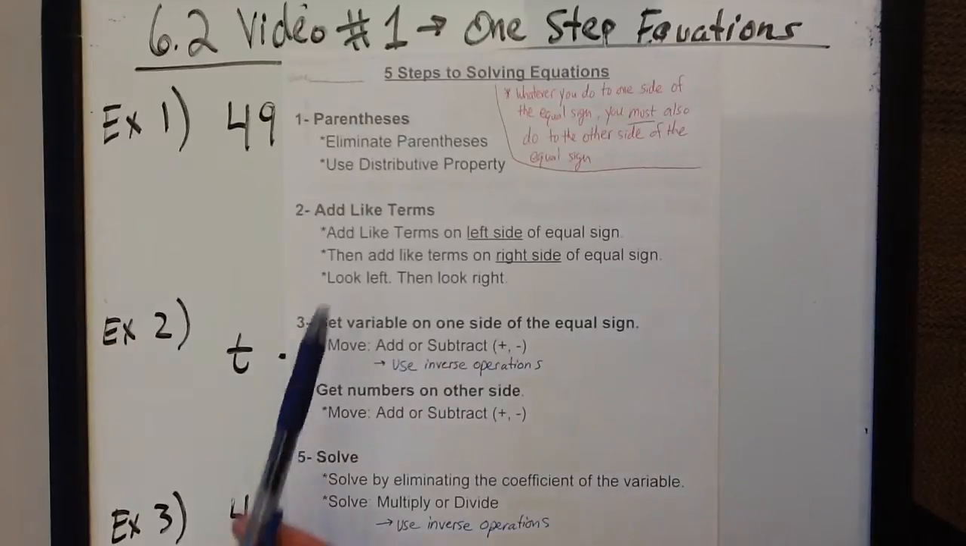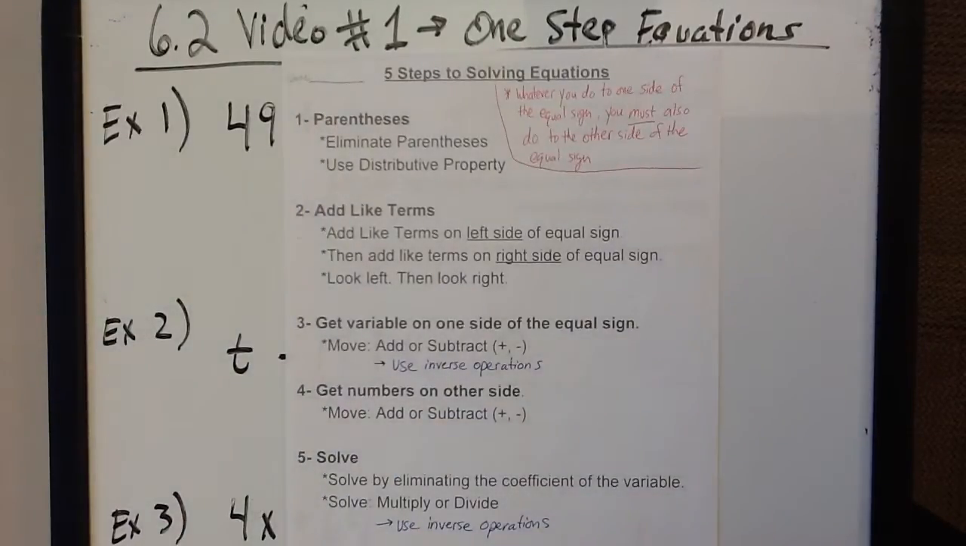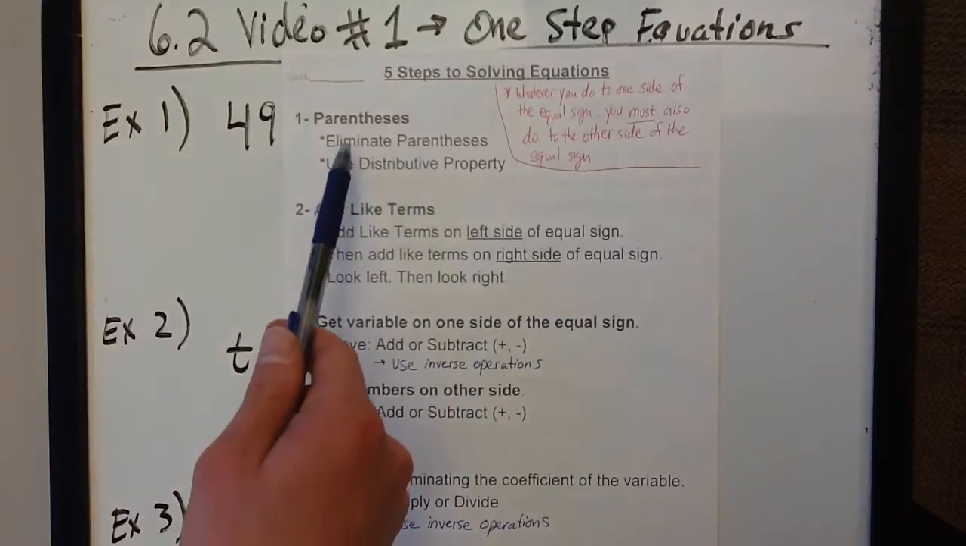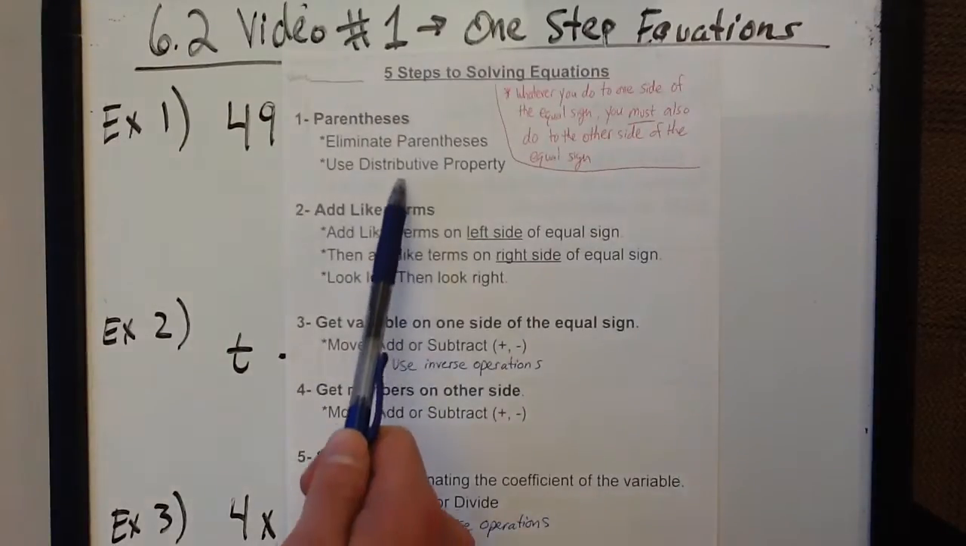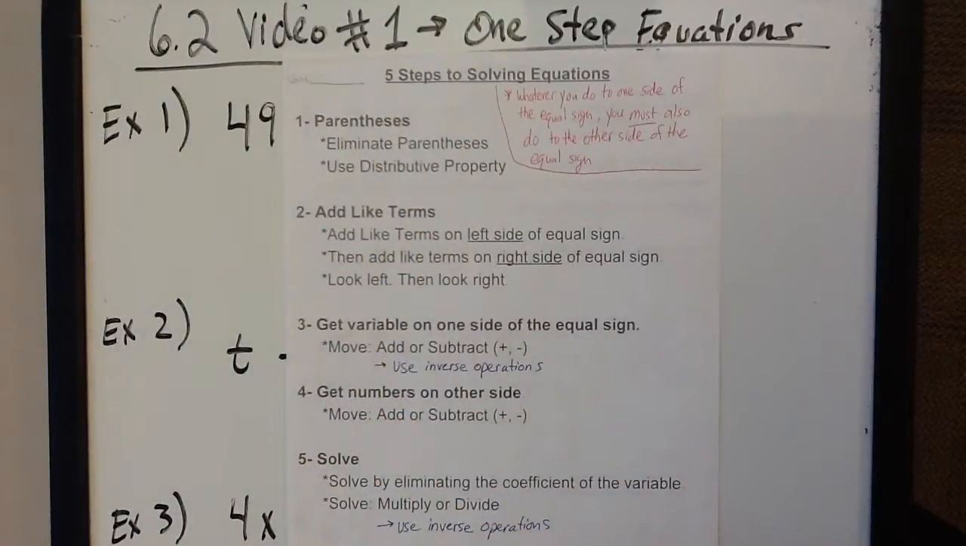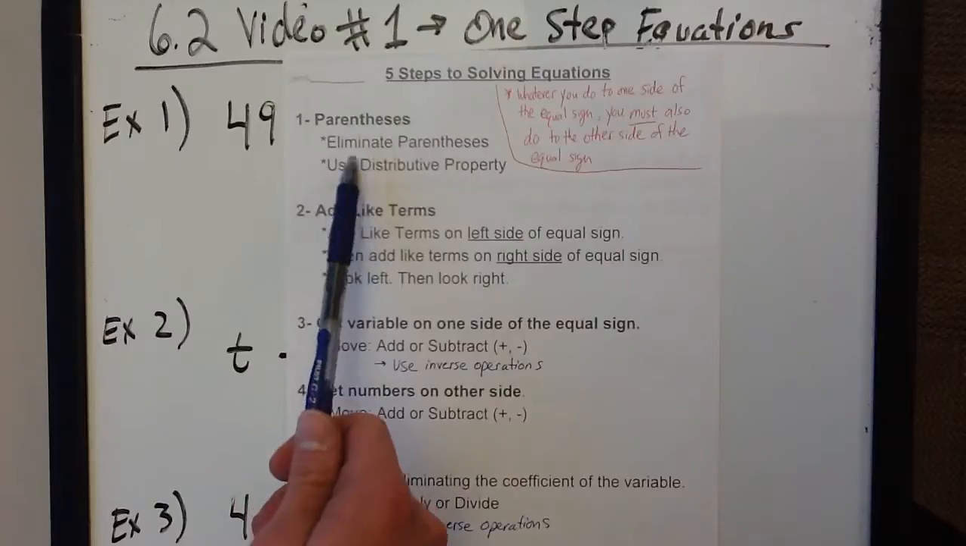Alright, so here are the 5 steps. Step 1 is take care of the parentheses. So if you're given an equation and you have parentheses in the equation, you need to eliminate the parentheses, which means get rid of them. That means use the distributive property. So you're going to have to distribute the number in front of the parentheses to eliminate the parentheses. That's step 1. Get rid of the parentheses.